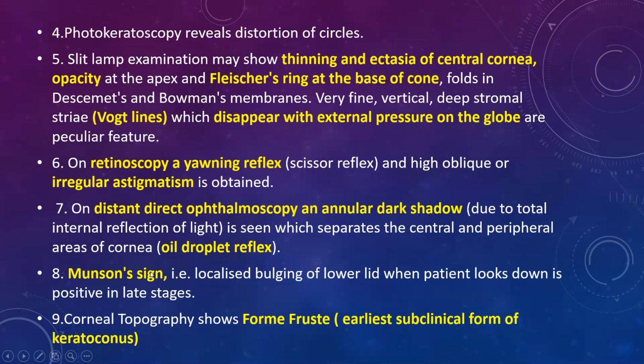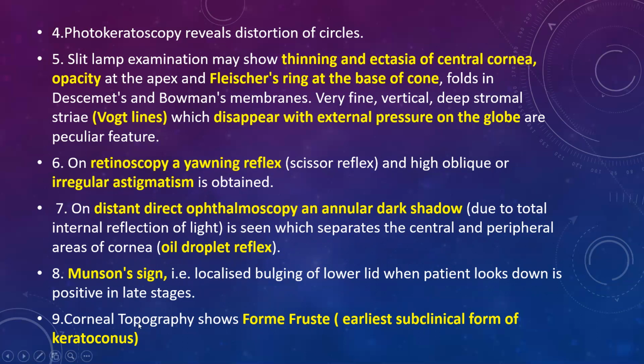And Munson sign is really important. Munson sign is seen whenever the disease progresses, whenever the patient looks down, the cone-like cornea pushes the lower eyelid forward, and there is focal bulging of the lower eyelid when the patient looks down. This is only positive in late stages, because in order to do that, the cone-like projection, the length of that projection, should be very high, and that is only seen in late stages. Okay, that is called Munson sign.